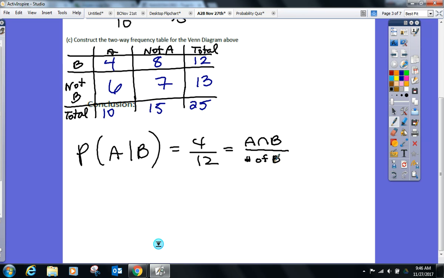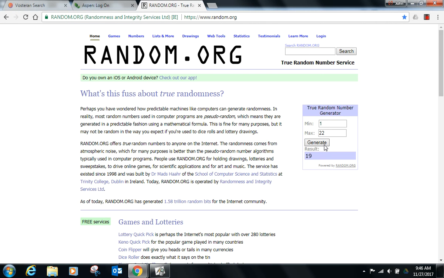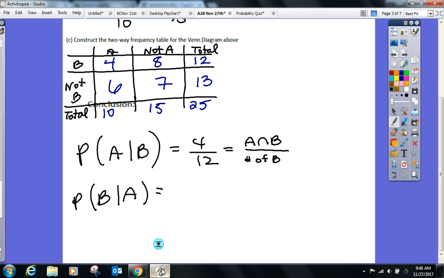Ready? Part B, what did I ask you for? B given A. What did you guys tell me was the result? What was the answer to that one? Not reduced. 4 over 10. Hey, where'd the 4 come from again? Both, right? Intersection, right? Where'd the 10 come from? Look at your table. Where'd the 10 come from? That was how many were in A?